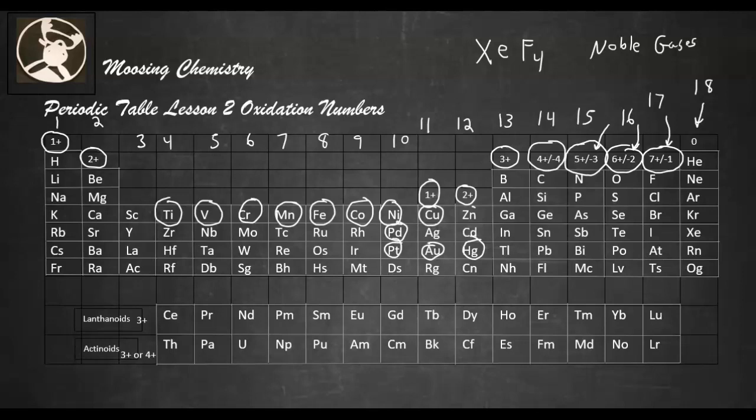So let's look at titanium. How many charges can titanium have? Well, titanium can have a +2, a +3, or even a +4 charge. What about vanadium? Vanadium can have a +2, a +3, a +4, and a +5. What about chromium? Well, chromium has a +2, a +3, a +4, a +5, and even a +6.